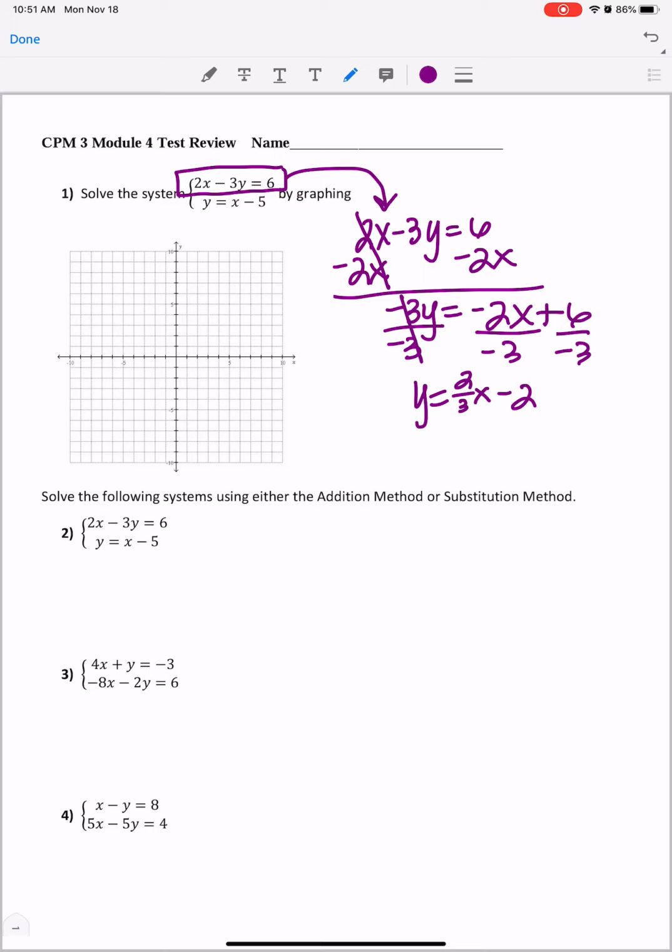So this right here, my slope is 2 over 3, and my y-intercept is at negative 2. So we'll start along our y-axis at negative 2, and then use your slope. We're going up 2, running 1, 2, 3. Up 2, running 1, 2, 3. Up 2, running 1, 2, 3.